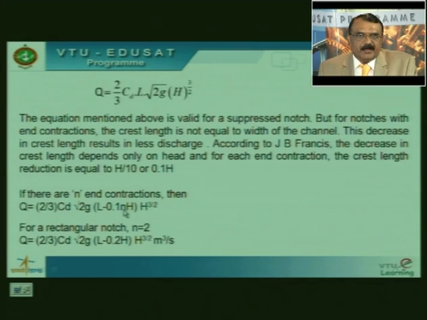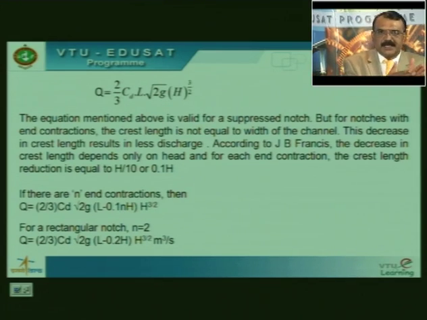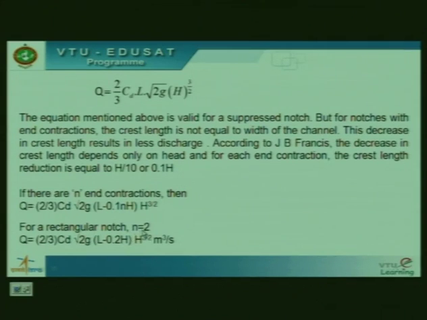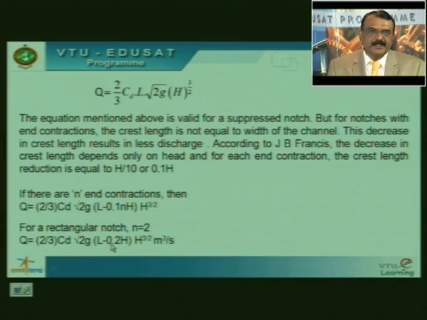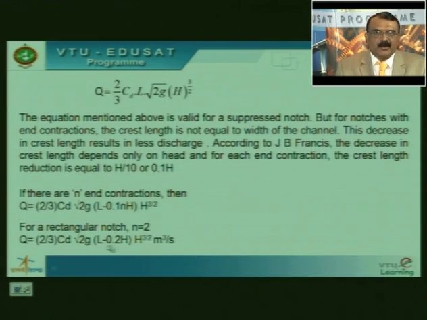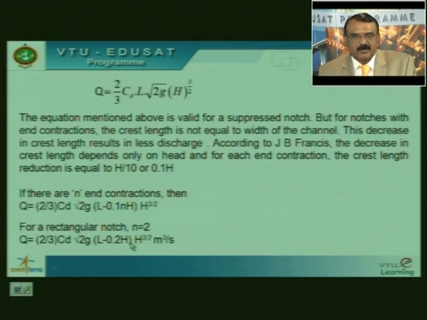Now, for a rectangular notch, there are two end contractions, one on this side, one on this side. Therefore, my value of n is equal to 2. If you substitute 2 here, then for a rectangular notch the equation becomes Q is equal to 2/3 CD root 2G into L minus 0.2 H into H raised to 3 by 2. Now, you have two equations. This equation holds good for a suppressed notch. This equation holds good for a notch with end contractions.